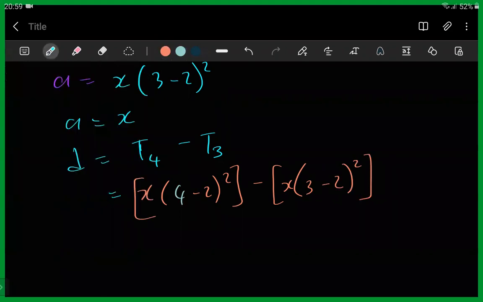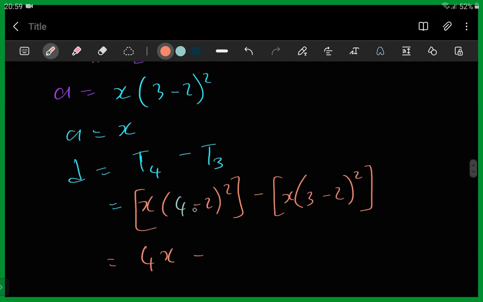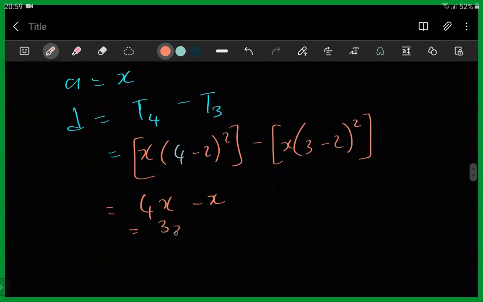Yes, it is. Okay, so from here we have to be careful. 4 minus 2 is just a 2. 2 squared is a 4. So 4 times x is 4x. Here, 3 minus 2 is a 1. 1 squared is, oh wait, I'd actually made a mistake here. 2 minus 2 was going to be a 0. But anyways, I think this is better. 3 minus 2 is a 1. 1 squared is a 1. 1 times x is just x. Our value of d here is just 3x. Positive 3x. That's quite interesting.